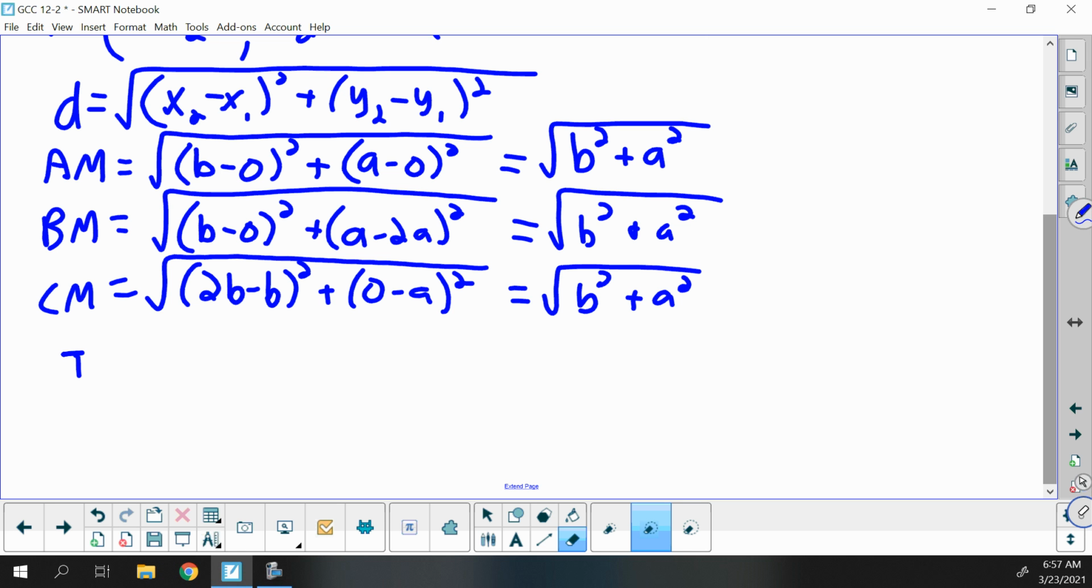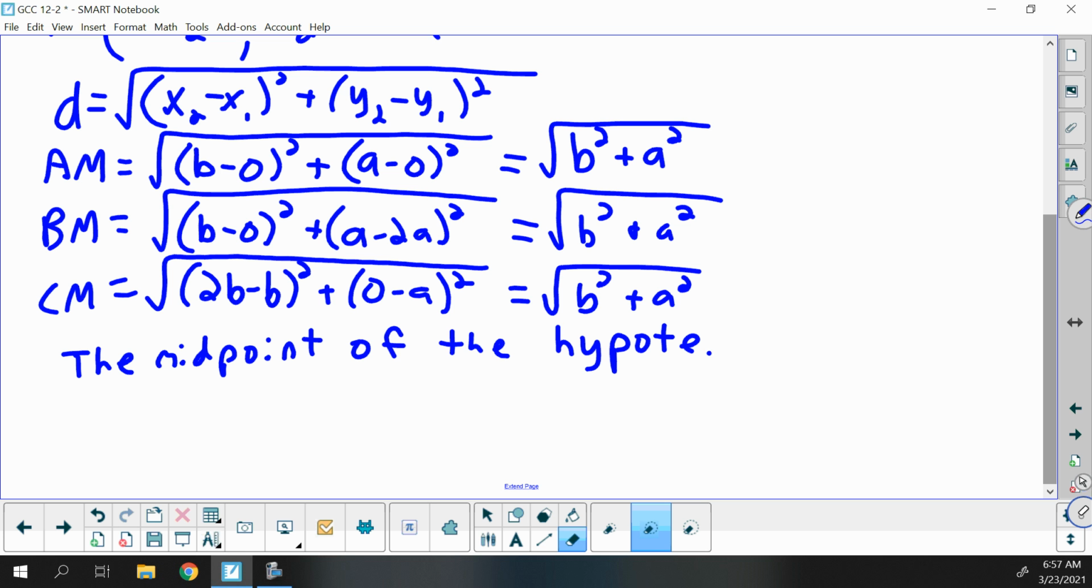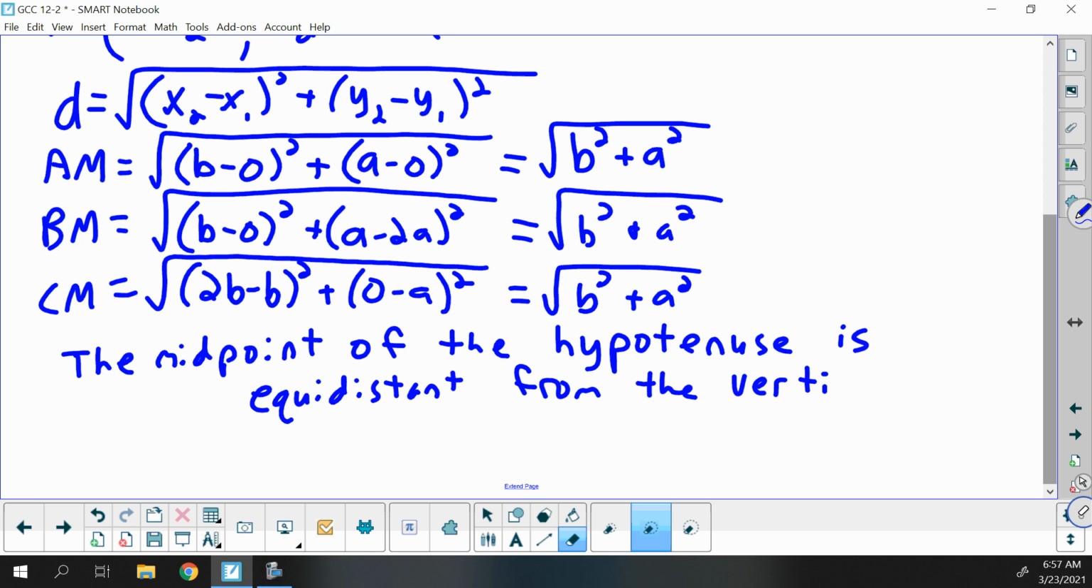So we'll say the midpoint of the hypotenuse is equidistant from the vertices since, and what did we just show? We showed that AM equals BM, which equals CM.